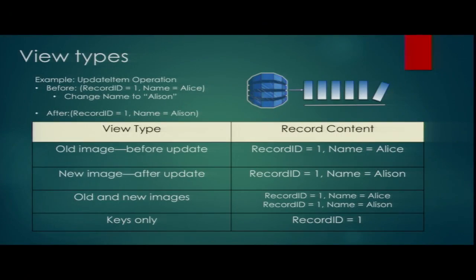So let's look inside what a record looks like. Very simple example. We want to do an update to an existing item. Before the update, record ID equals 1, name equals Alice. We just want to change the name from Alice to Allison. So we do that, and afterwards, the record becomes record ID equals 1, name equals Allison.